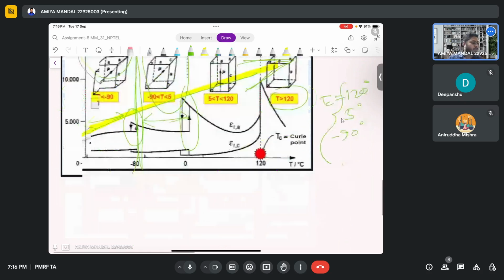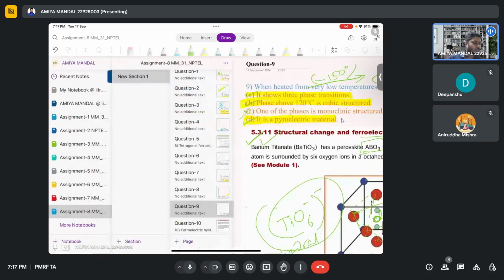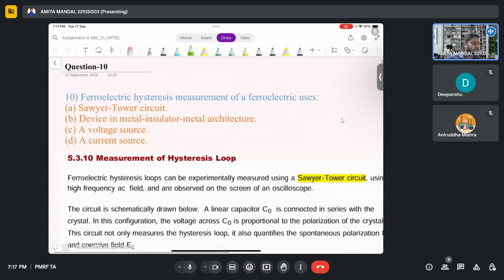Okay, so now we can move forward to the options. First, it shows three phase transitions. The phase above 120 degrees is cubic. Monoclinic does not occur, and it is a pyroelectric material. All ferroelectric materials are pyroelectric and piezoelectric materials. We know these concepts. So three options are correct, and monoclinic is not correct. Now we can move forward to question number 10.